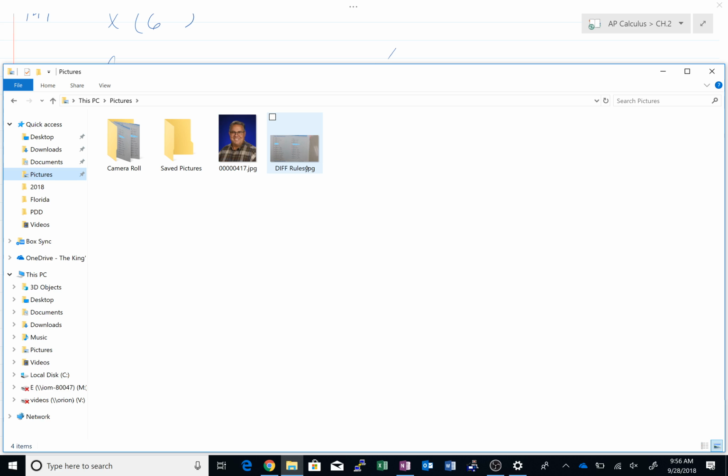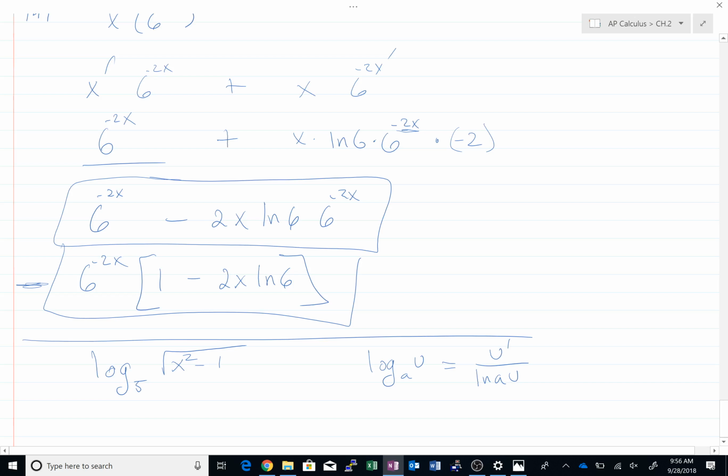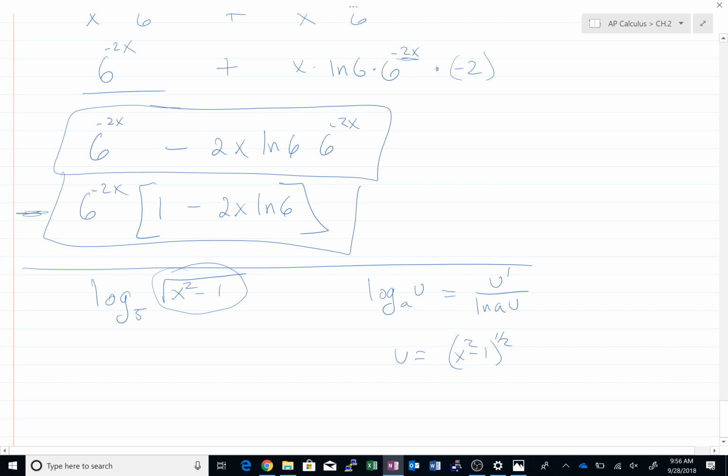All right, so this is what I'm looking for right here, u prime over ln a u. Okay? U prime over ln of a u. All right, here we go. What's my u? All of this mess, not just the inside. It's all of it. So u is x squared minus 1 to the 1/2 power. a is my 5. So I know my bottom's going to look like this: ln of 5 times the square root of x squared minus 1.